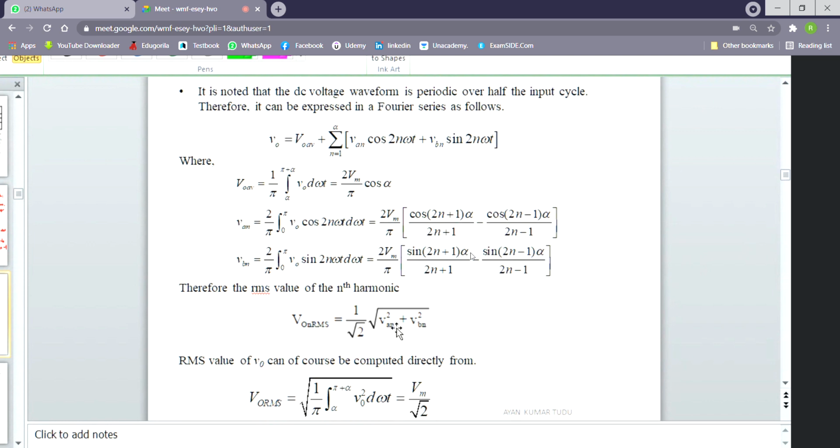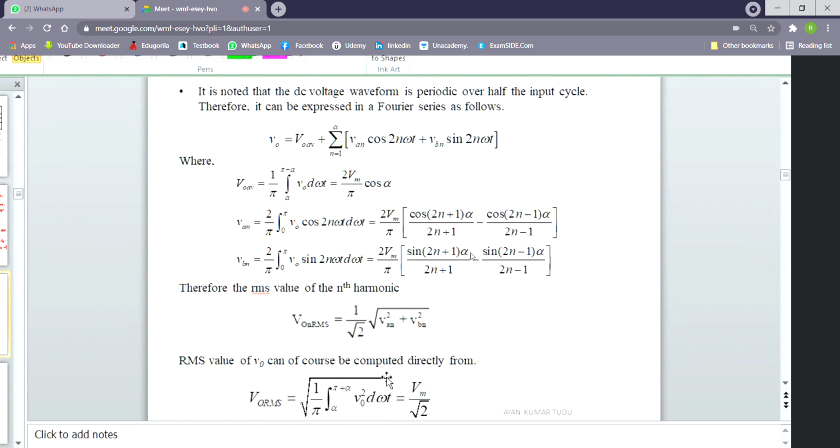And the RMS value of V0 can of course be computed directly from the expression: V0 RMS is equal to the root of 1 by pi integral from alpha to pi plus alpha of V0 square into d omega t, which will be giving us Vm by root over 2. You may just try it yourself rather than mugging it up.